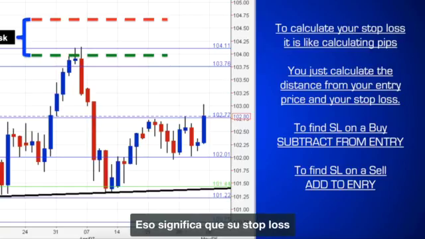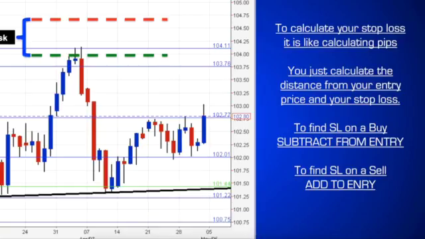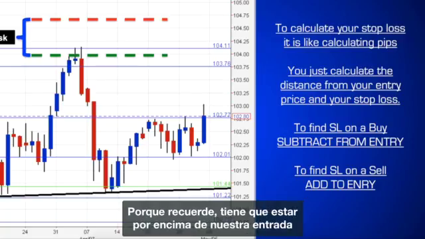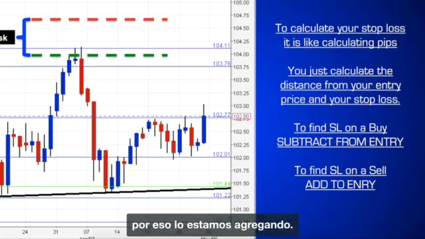That means your stop loss should be set to 105.00. Why? Because we just added to our entry. Why did we add to our entry? Because remember, it has to be above our entry. So that's why we're adding. Does that make sense? If it doesn't, replay that part. Okay?